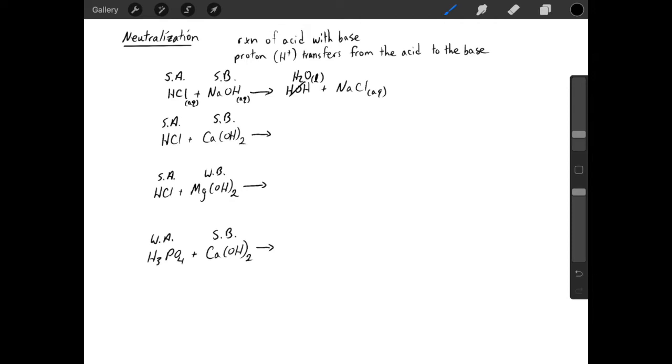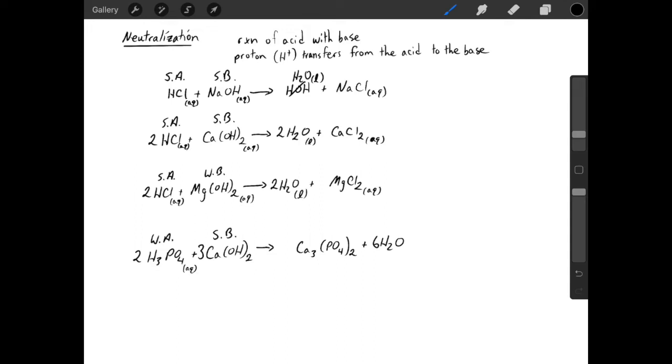So the products of all the other examples can be found in pretty much the same way. We simply switch the cations and anions, and we balance the reaction to make sure we have the appropriate number of atoms on each side. And please note that the calcium phosphate in the final example is going to be a solid, and you can confirm this by checking the table of solubility guidelines.